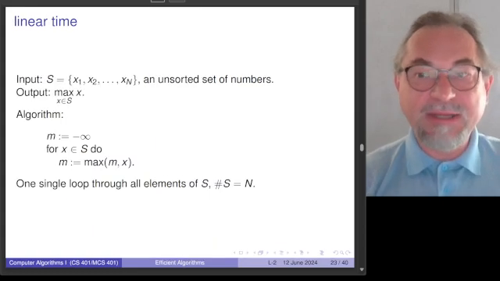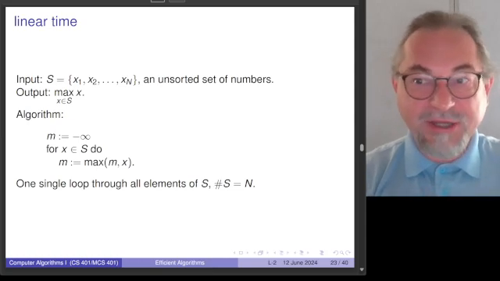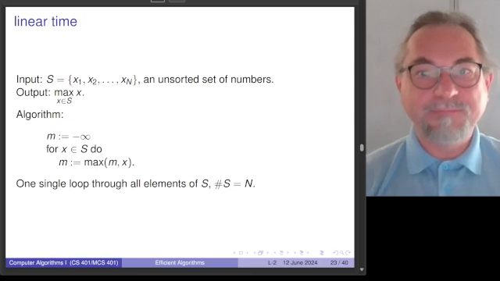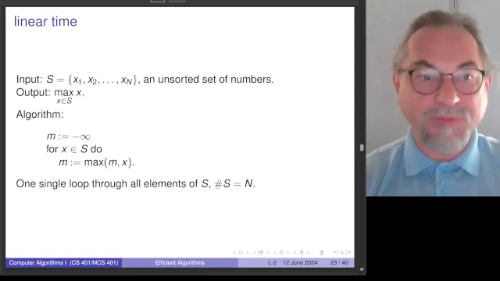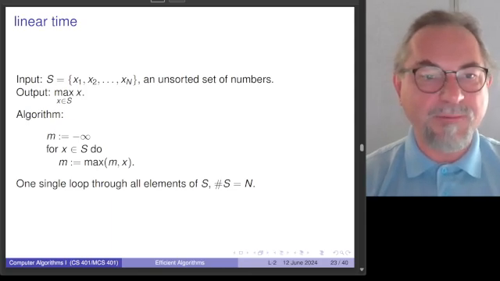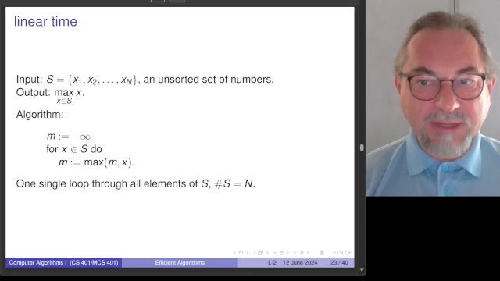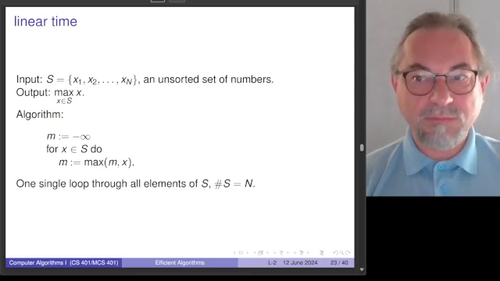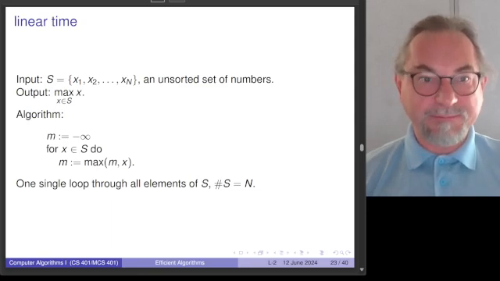Okay, linear time. Here we consider an unsorted set of numbers, and we have to go through each and every element to find the maximum. Sorry, this is not a decision algorithm now. So we have to do a number of steps that is proportional to the size, that is actually equal to the size of the set. We have to walk through each and every element.